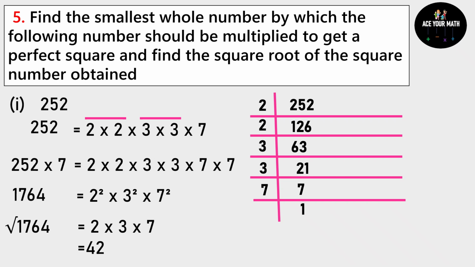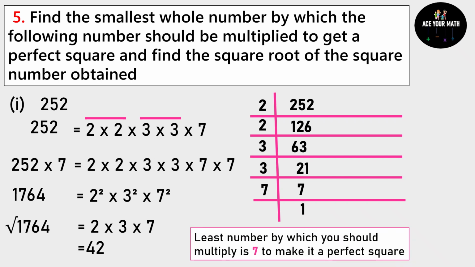Now the question was, find the smallest whole number by which the number should be multiplied. So which whole number did we multiply? We multiplied this whole term by 7 to make it a perfect square. So 1764 is a perfect square and the square root of 1764 is 42.